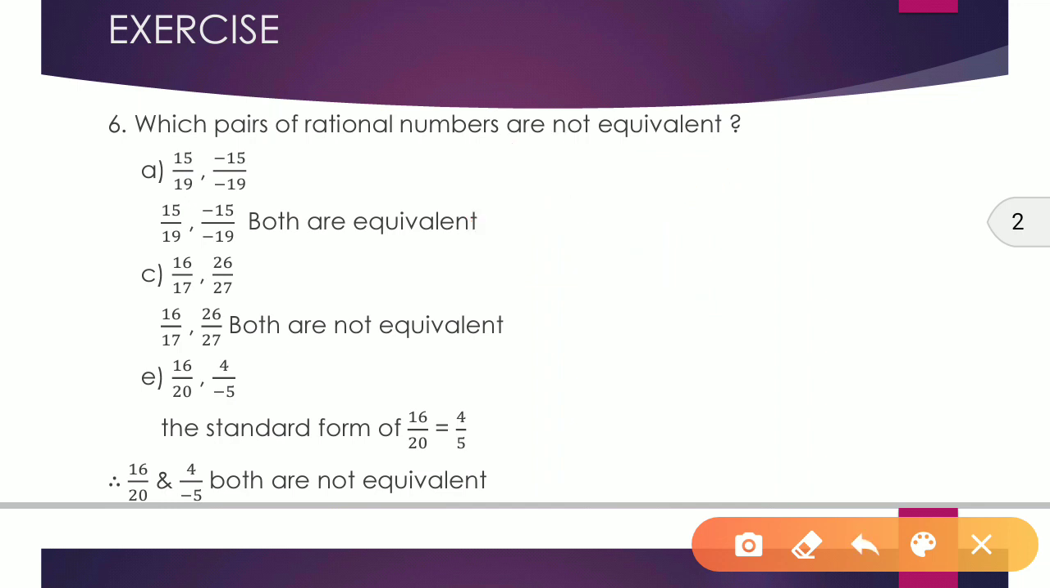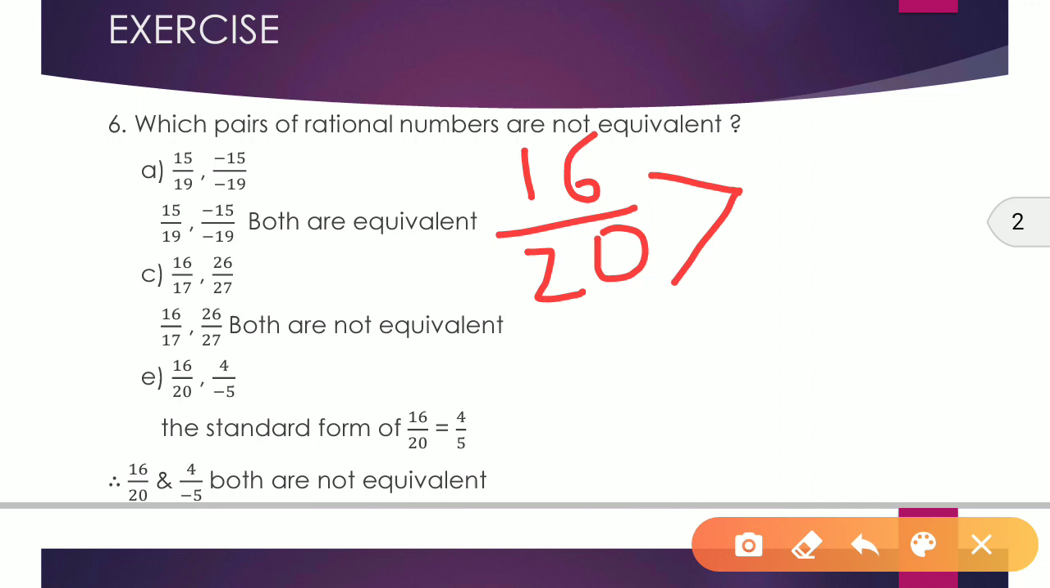Third is 16 by 20. Now can we simplify 16 by 20? We can simplify 16 by 20. How? We have to divide it by their HCF. What will be the HCF of 16 and 20? Tell me, what will be the HCF of 16 and 20? Their HCF will be 4.